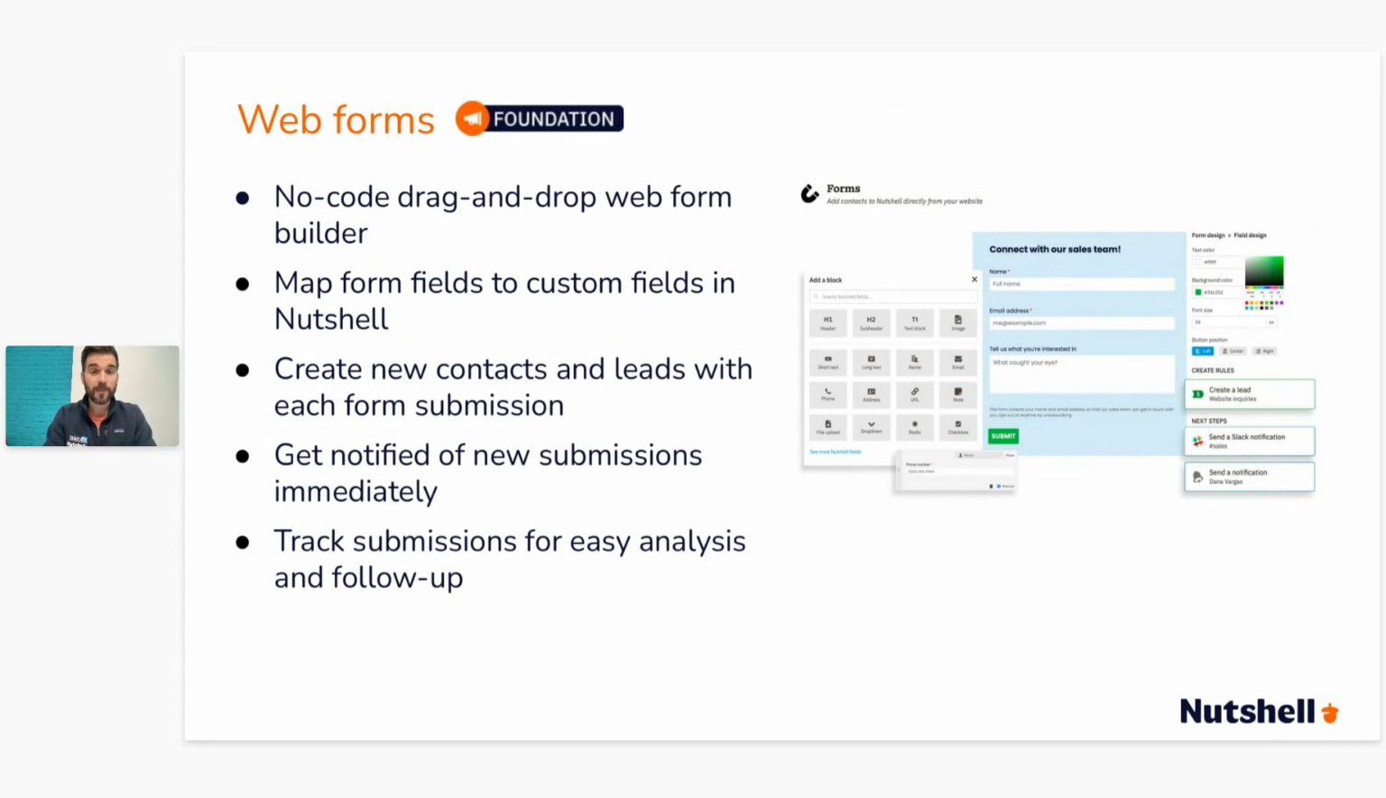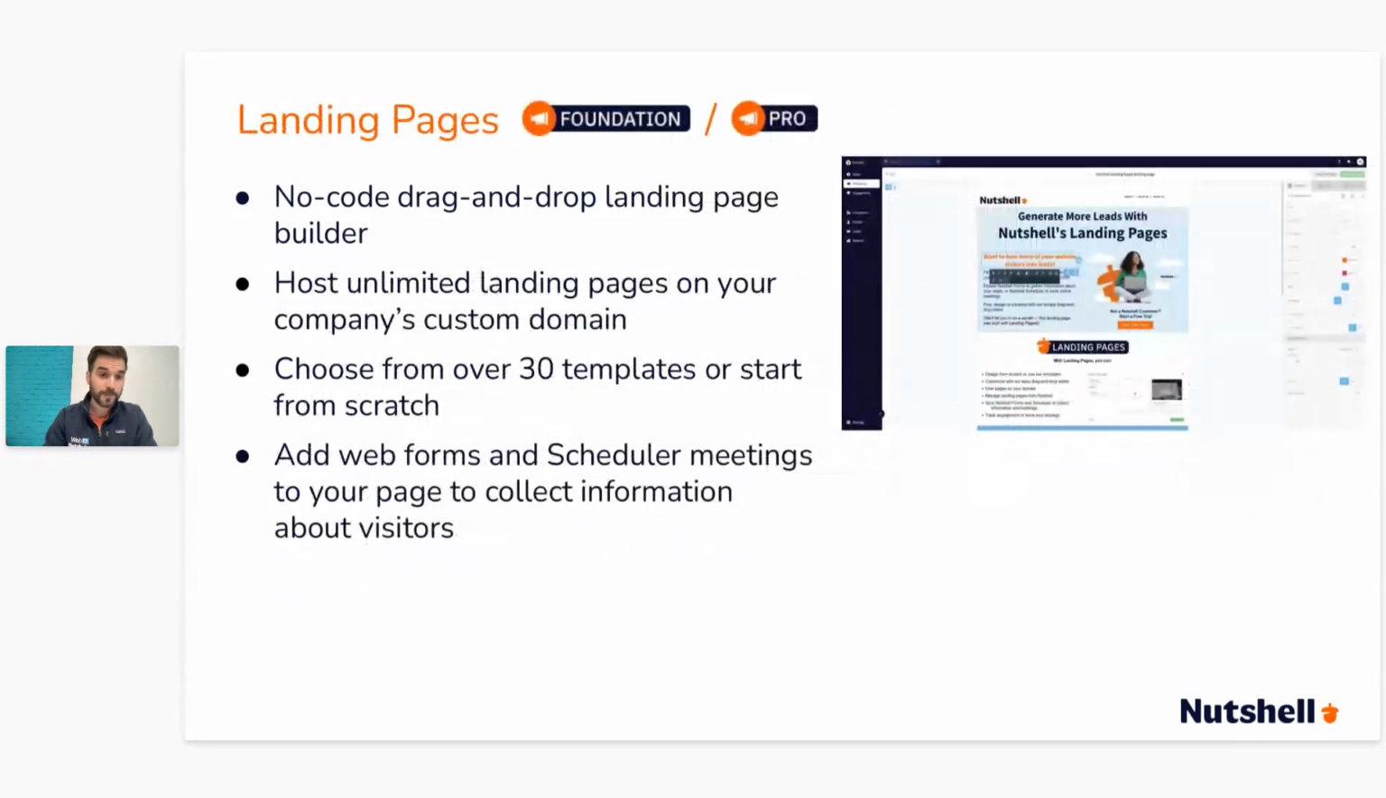So first name, last name, company. You can include any of the other custom fields that you've added to your Nutshell account to be form fields in your forms. You can have these forms automatically create new contacts, create new leads, create new companies with each submission. You can also add notifications to make sure that you get notified immediately, whether you want the notification in Nutshell, the mobile app push notification, or if your company uses Slack like we do, you can have your contact form or your new form push right to your Slack channel, notify anybody that needs to be notified. And you can track all these submissions for easy analysis and follow-up as well.